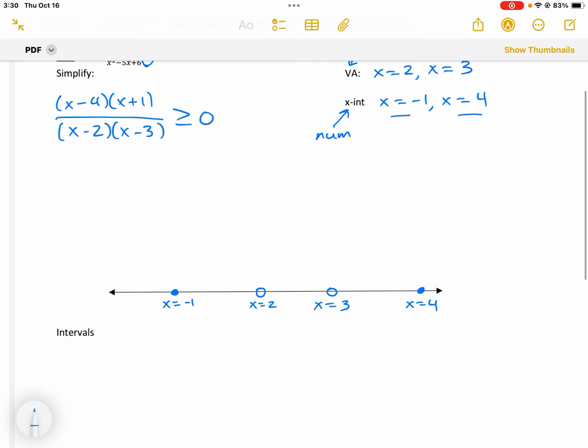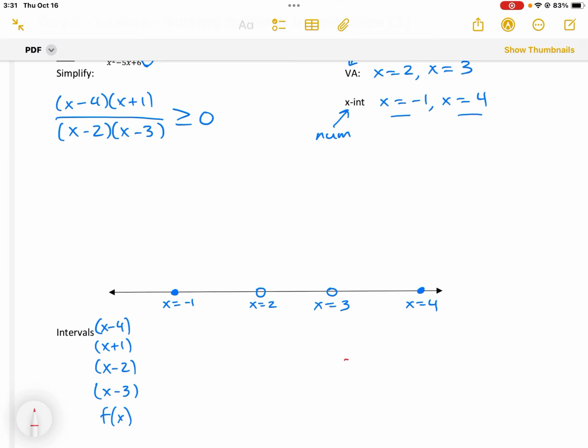Down on the left side, now I've got 2 things to consider. I've got the numerator and the denominator. So I've got x minus 4, I've got x plus 1, I've got x minus 2, and I've got x minus 3. Overall, looking at the value of my function.